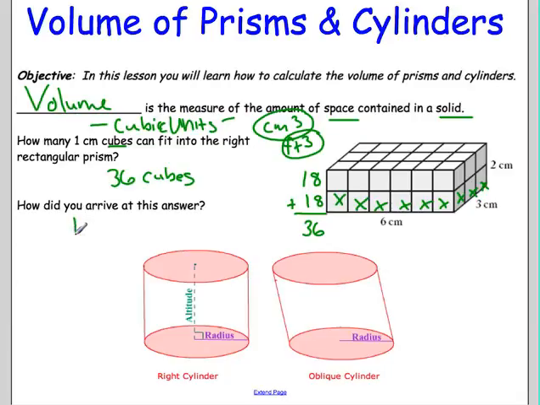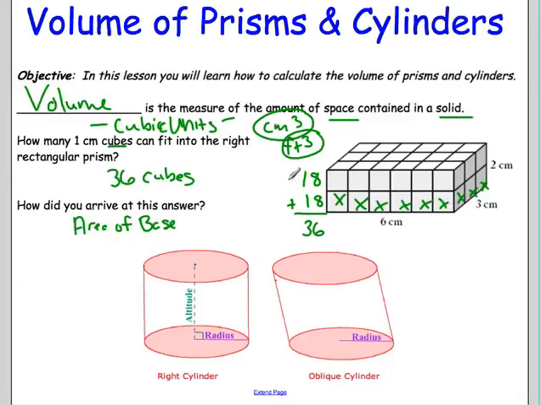How did we arrive at this? Well, we basically found the area of the base, which was the length times the width. We multiplied that by the height, how many levels this is. If this was an office building, find the area of the bottom floor and multiply it by the number of floors that we have.